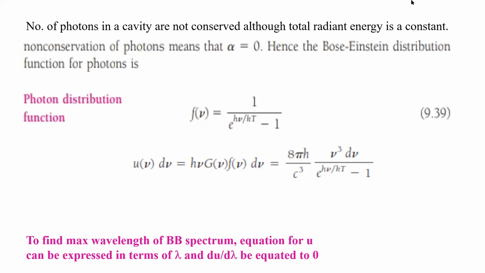Right? So now, this is the well-known photon distribution function, or the Bose-Einstein distribution, which gave a correct and proper explanation of the black body radiation. Initiated by Planck's idea, Planck, Bose and Einstein are responsible for the understanding of this black body radiation. To find the maximum wavelength of this black body spectrum, this equation can be expressed in terms of lambda, and that you can do because you know frequency is related to lambda. And then you can calculate du by d lambda yourself and equate it to zero.